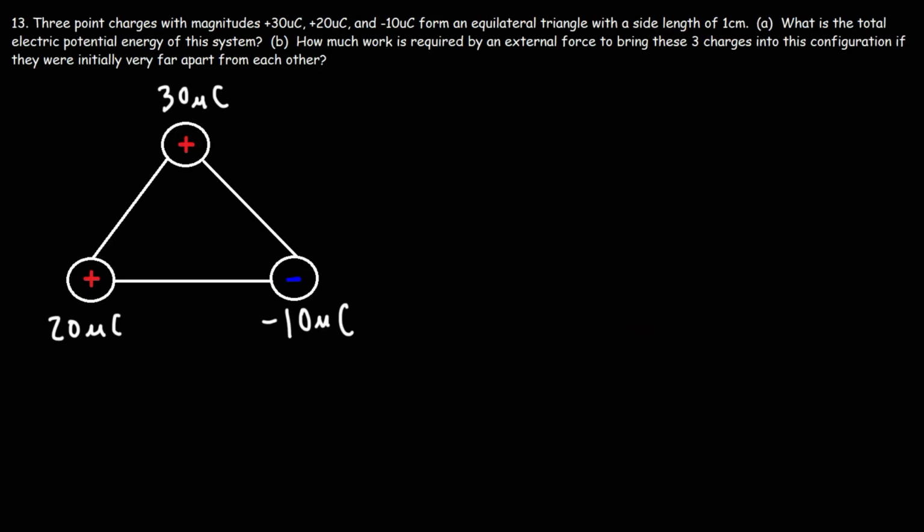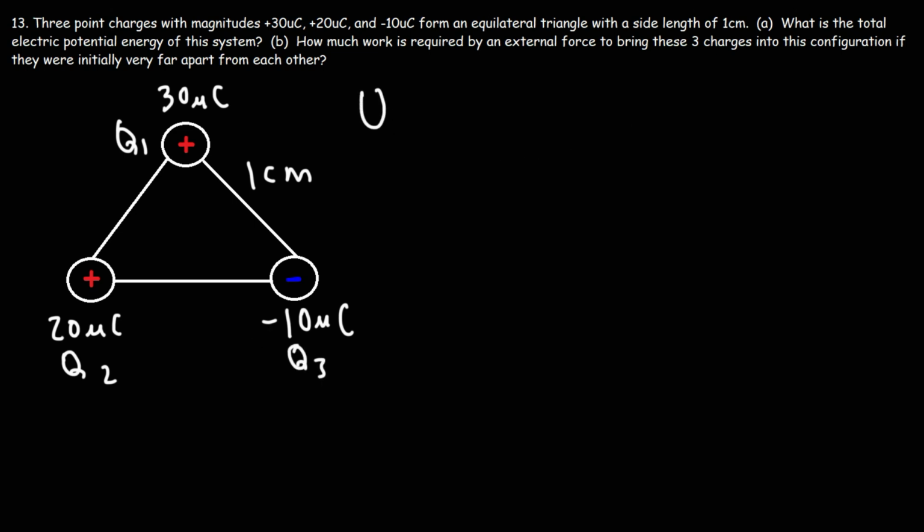Number 13. 3-point charges with magnitudes 30 microcoulomb, 20 microcoulombs, and negative 10 microcoulombs form an equilateral triangle with a side length of 1 centimeter. What is the total electric potential energy of this system? So let's call this Q1, Q2, and Q3.